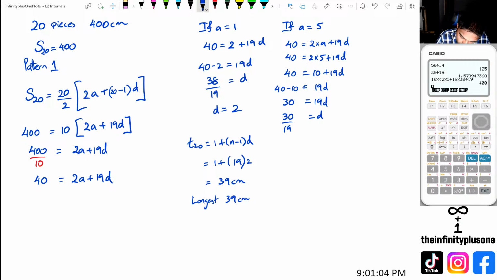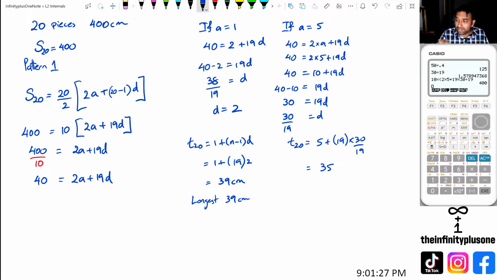And likewise in this one, if we were to do T20, you're going to get 5 plus, I'm just going to shortcut, guys, 19 times 30 over 19. That's going to give me 35. So 35 is the longest piece. It's just something to be aware of, that you can give multiple solutions in this case.